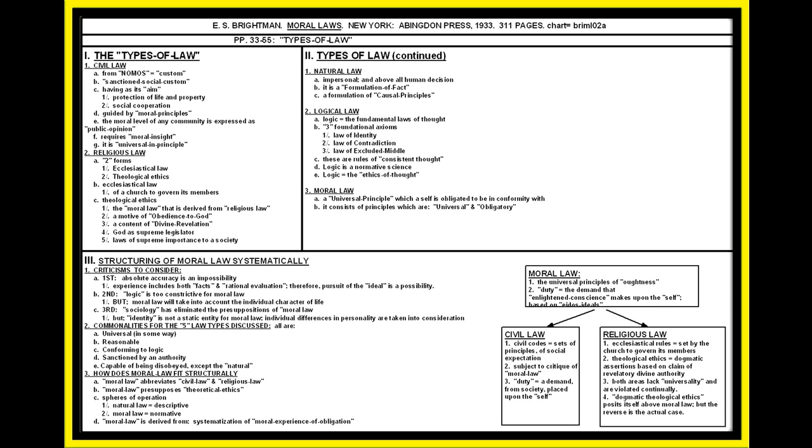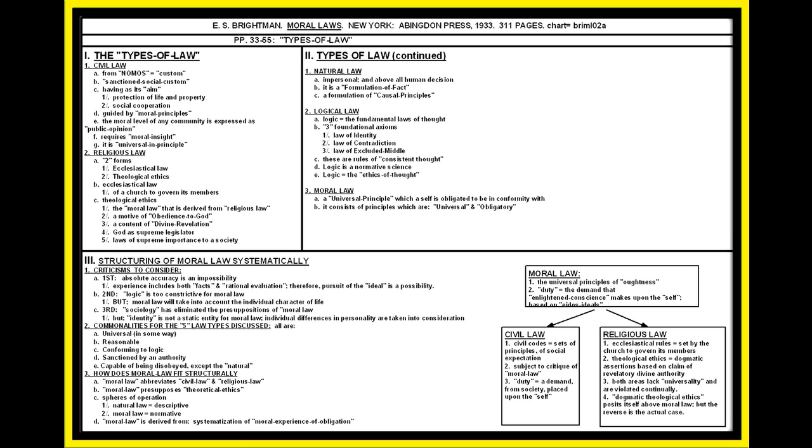It will not presume only one type of character. It will take into account individual character of life. Third criticism, sociology has eliminated the presuppositions of moral law. Brightman responds, but identity is not static and a static entity. For moral law, individual differences in personality will be taken into consideration. Again, differences in personality are considered under moral law, says Brightman.